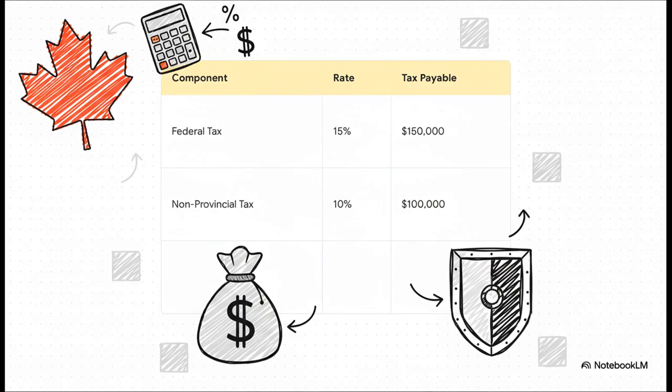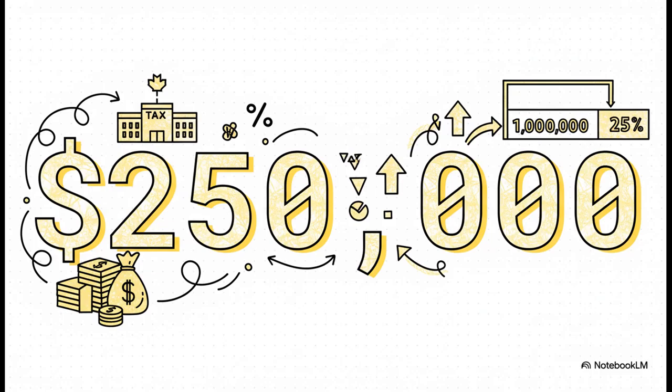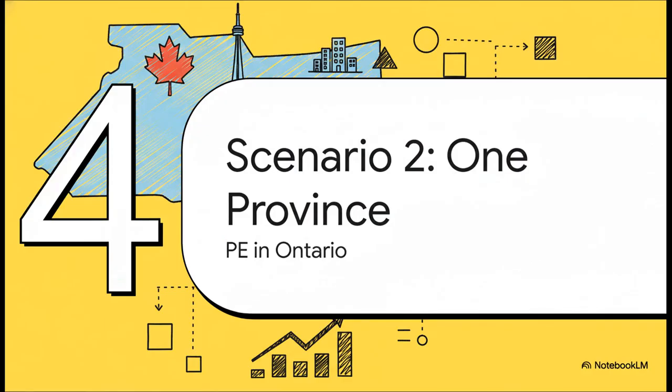Add those together and you get a total combined tax rate of 25%. So 25% of $1 million is, you guessed it, $250,000. That's our total SIFT tax payable. Think of this as our starting point, our baseline. Now let's make things a bit more realistic and see what happens when we bring a province into the mix. All right, on to scenario 2. What happens when the partnership's business is entirely based in just one Canadian province?